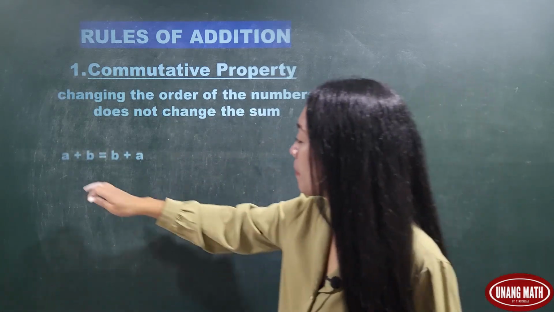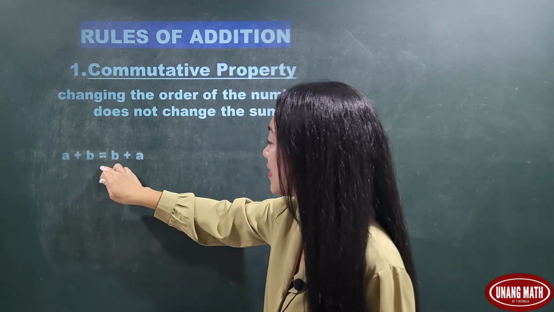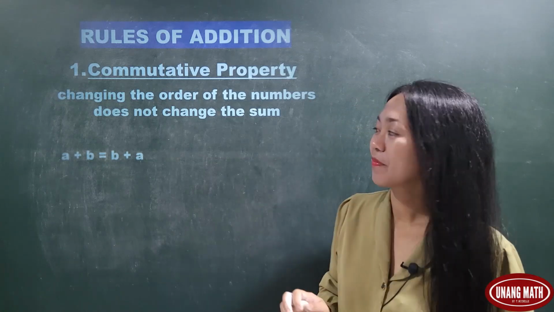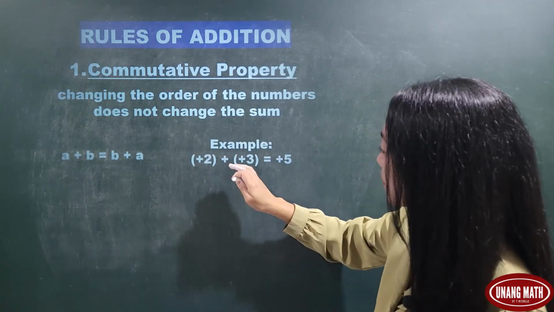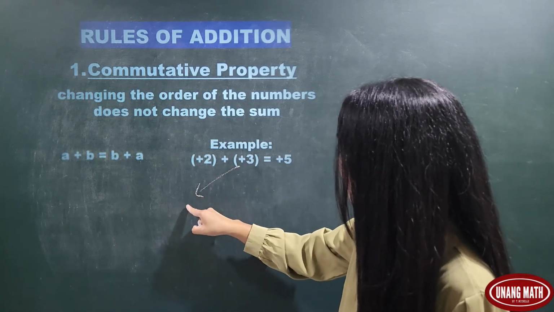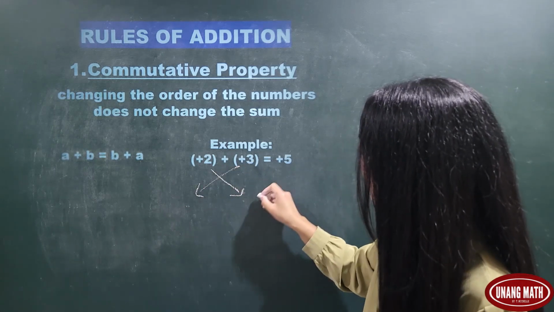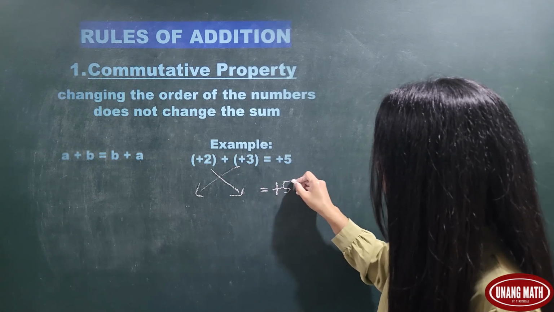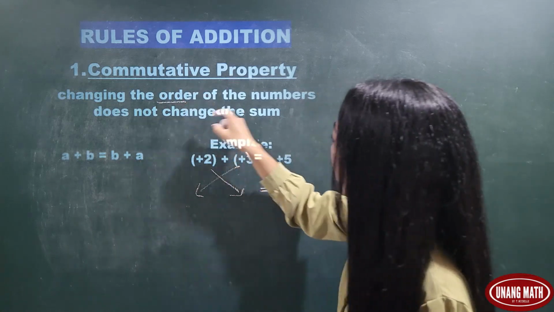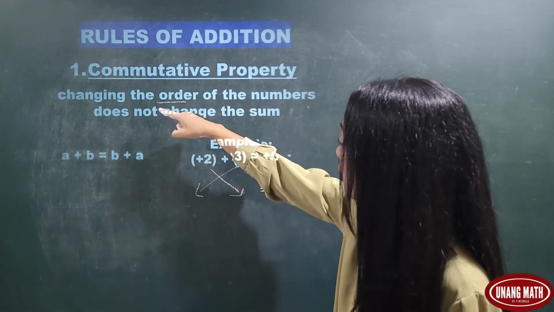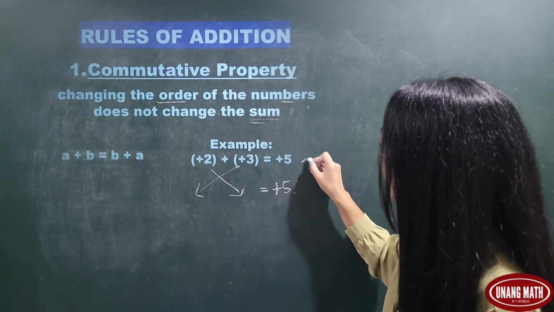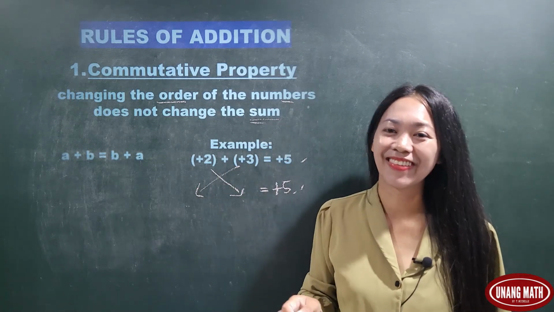Example, number A plus number B is the same if we write it as number B plus number A. Example, positive 2 plus positive 3 equals positive 5. Even if we write positive 3 first and then positive 2, the answer is still positive 5. So even if we change the order of the numbers, the answer or the sum is still the same.